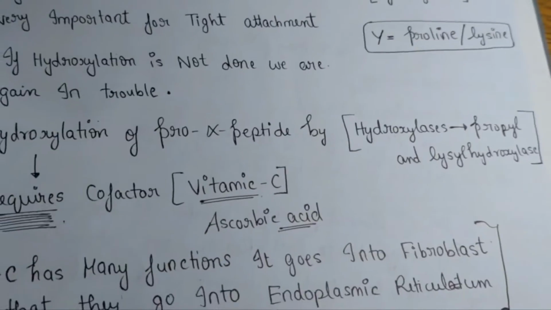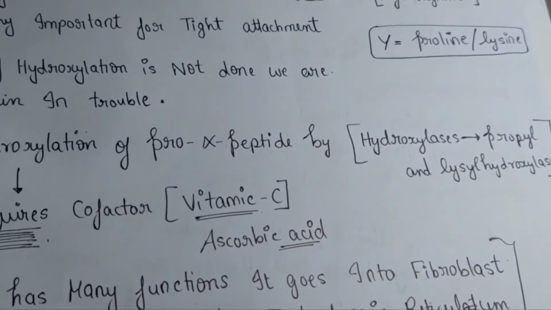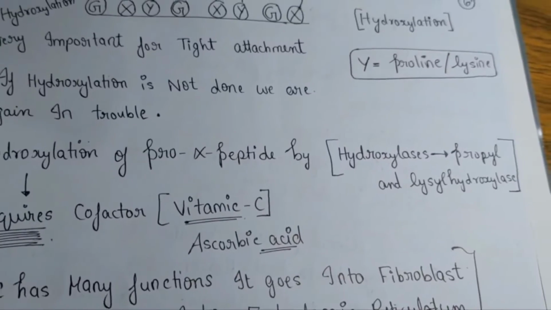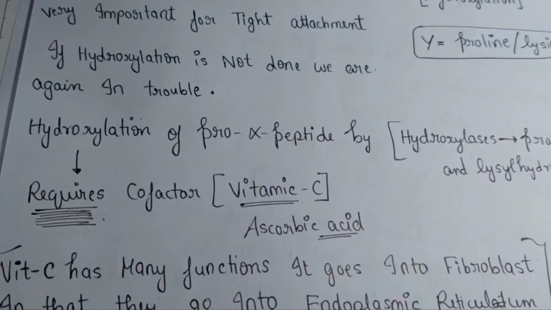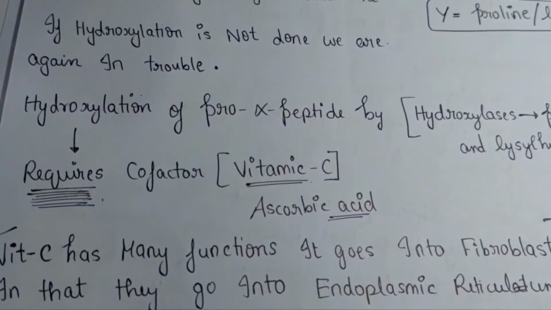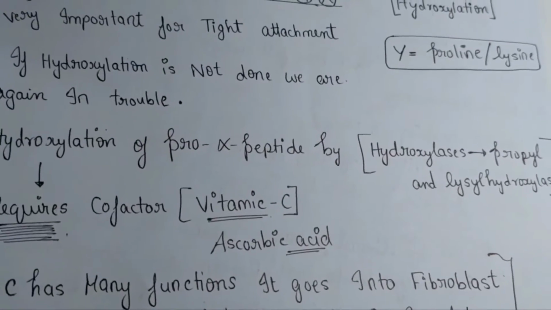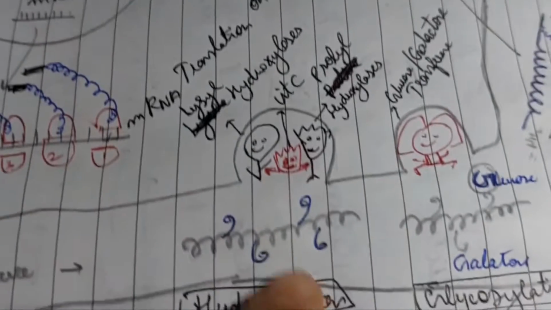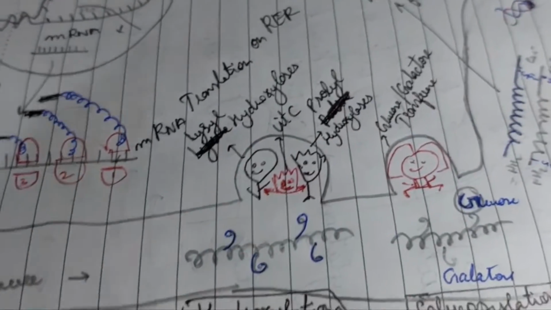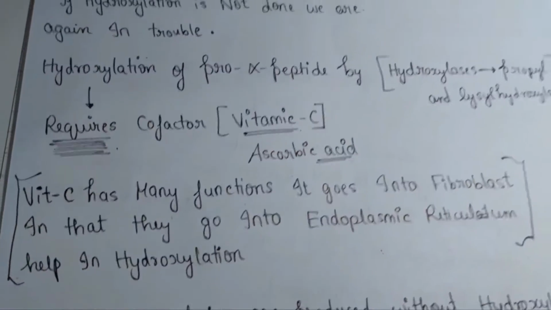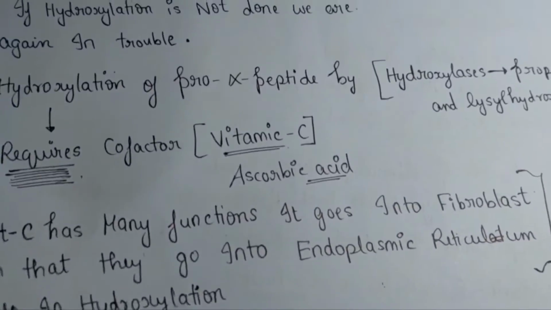But hydroxylation of the pro-alpha peptide by hydroxylases such as prolyl hydroxylase or lysyl hydroxylase requires a cofactor, and that cofactor is vitamin C. So you can see here vitamin C is a cofactor. Vitamin C or ascorbic acid.